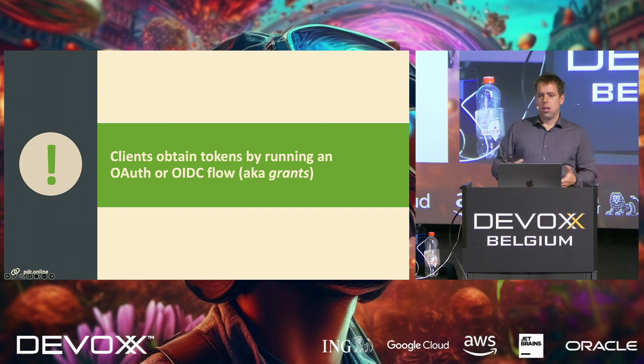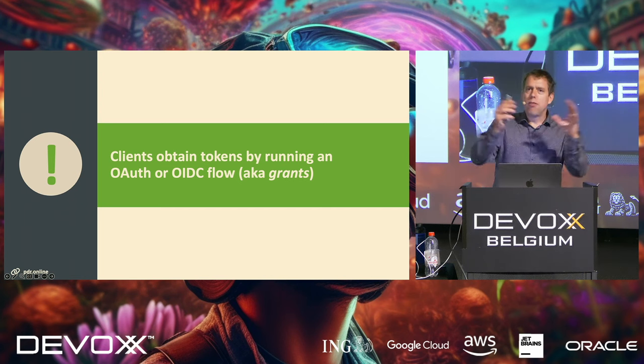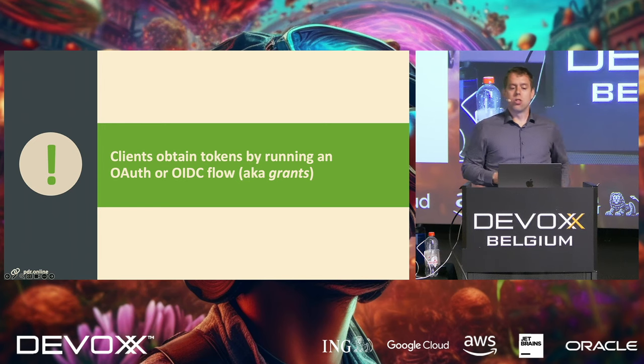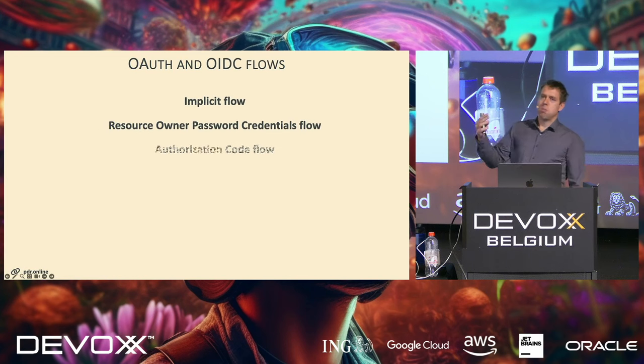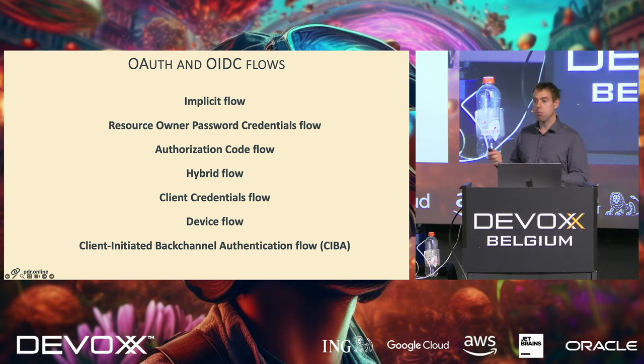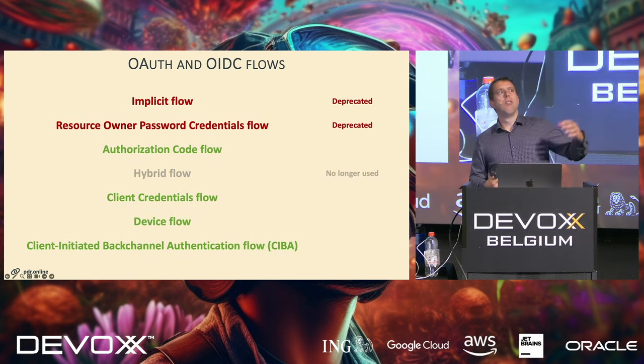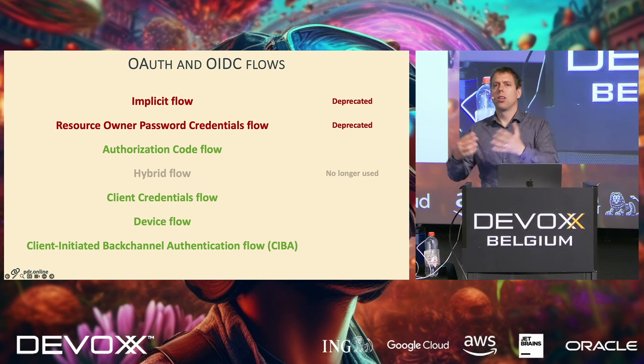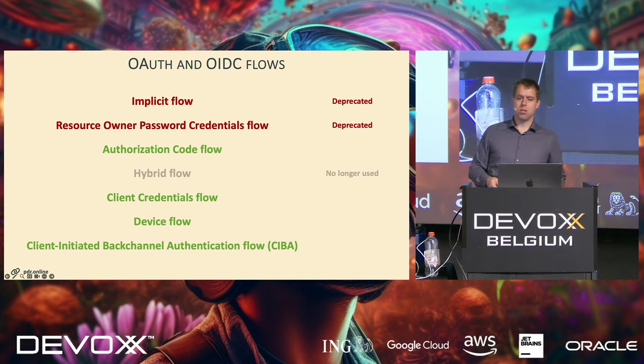There's a whole bunch of flows or grants that you can use, all different configurations for different use cases. And it's up to you to select the right one. If you look at the specs, especially throughout the years since 2012, there's a whole bunch of these flows. You have the implicit flow, the resource owner password credentials flow or grant, the hybrid flow, and so on. It's like an absolute mess. Trust me, it's pretty complicated, especially because some of these are deprecated. Some of these are still valid, but no longer used because they're less practical than others. And you end up with a very complicated selection process, especially when you have legacy or tech debt lying around with old flows and you wonder, what do we do now and how do we handle this?